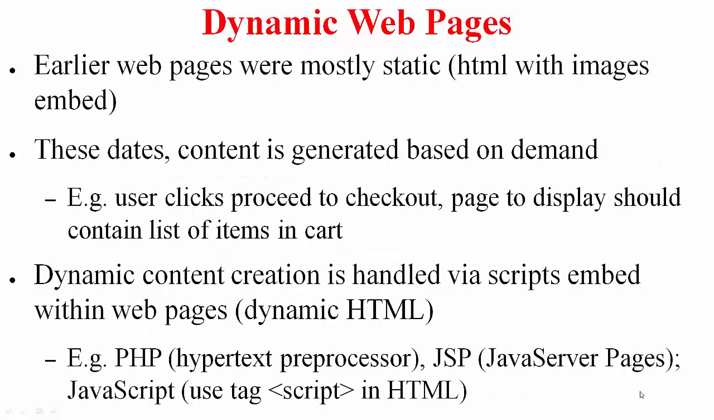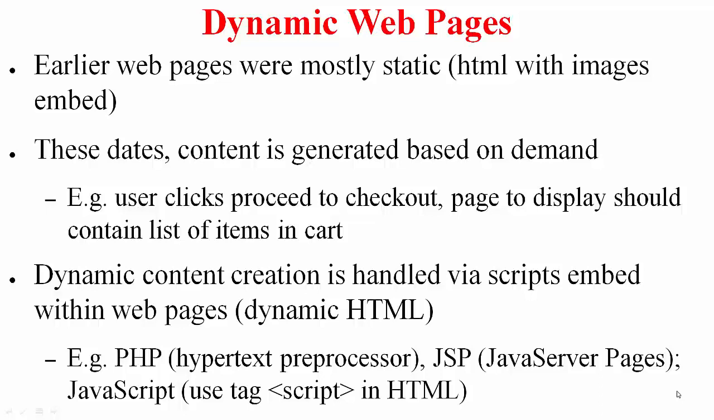Another note on web pages. The earlier web pages were static, consisting of HTML with images embedded within them. But these days, web pages are rather dynamic. That is, the content is generated on demand. What do I mean by this? For example, you as a user are doing some shopping, you click checkout, in which case, based on your click, the page displayed to you should contain a list of items in your cart. Rather, what to display to the user is a function of the user's actions in the past. It's not a standard display.